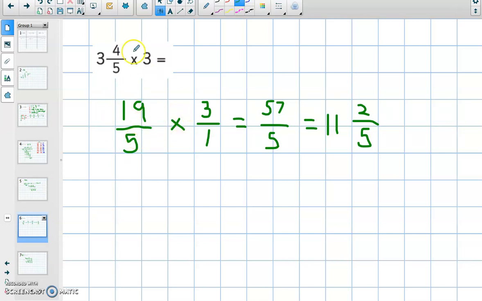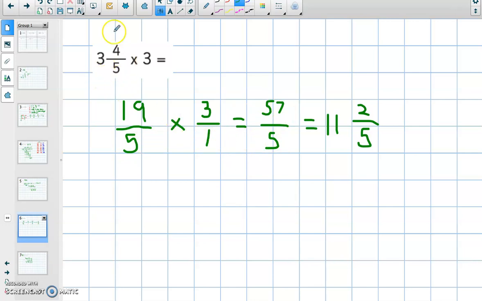I'm then going to multiply it by the whole number, and we know that currently this whole number is 3 over 1 as a fraction. And when we multiply fractions together, we multiply the numerators first, so 19 multiplied by 3. You might need to use a formal method, but it equals 57, and then 5 multiplied by 1 equals 5.